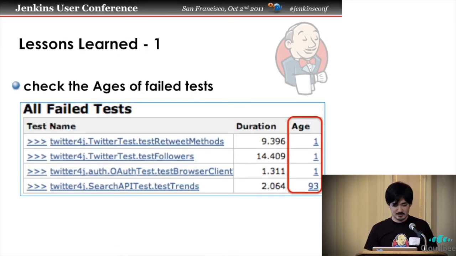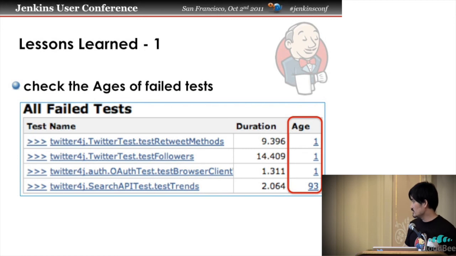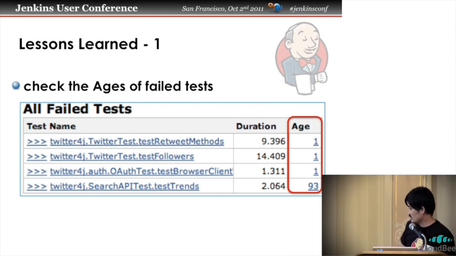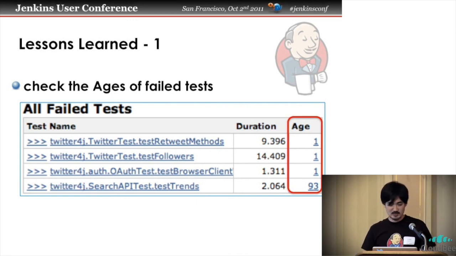So lessons learned from the issue one: maybe you may need to ignore test cases in some certain cases, but make sure that you also check the age of the test failures. If the number of failed test cases is that much, in this case, age is 93. This case failed continuously for 93 times. There should be something wrong with it.